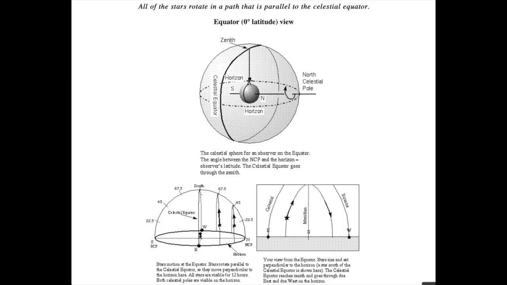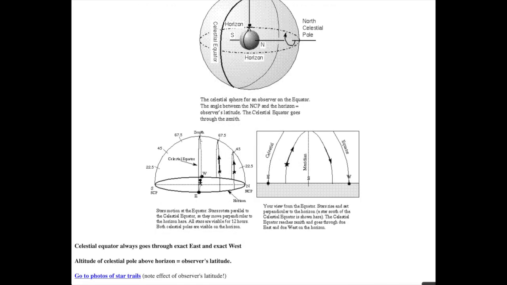There are no circumpolar stars as seen from the equator. The equator is a special place. In all of the locations, you see that the celestial equator always goes through the exact east and exact west points on the horizon, and the altitude of the north celestial pole equals the observer's latitude.